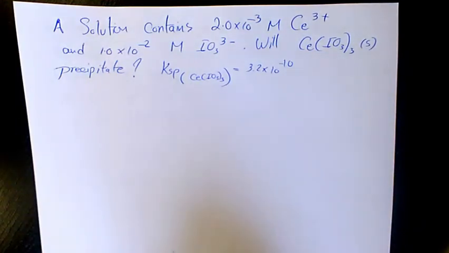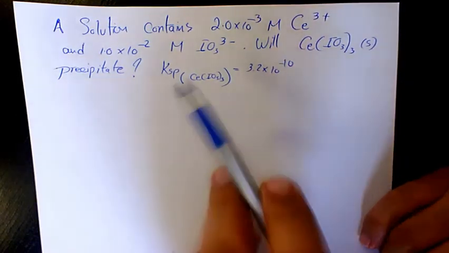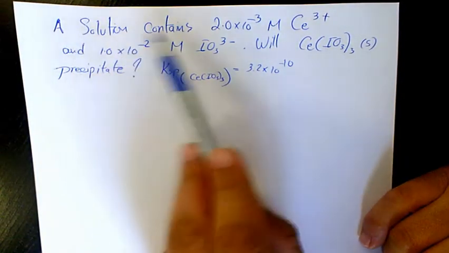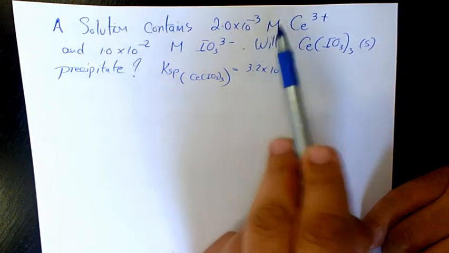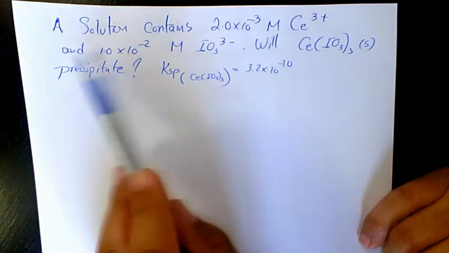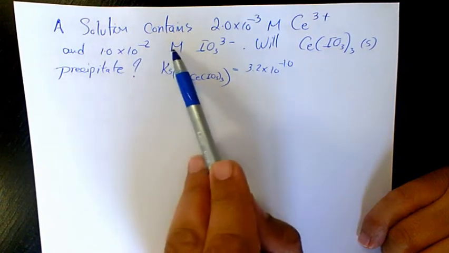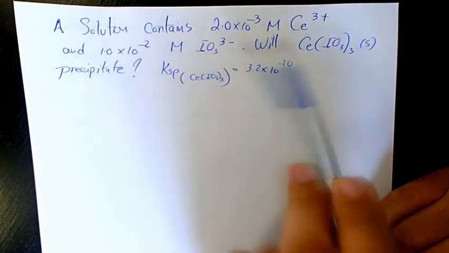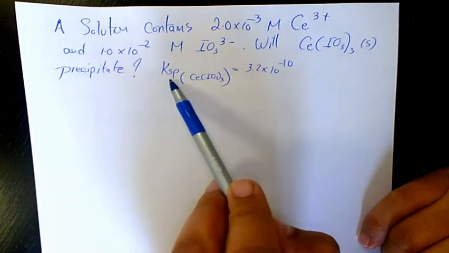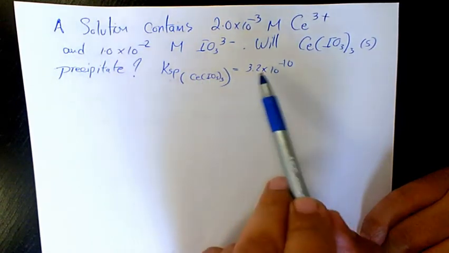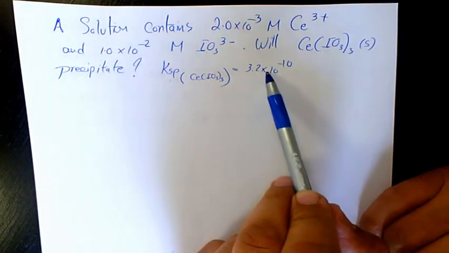Welcome to another video. In this video I want to show you some examples regarding solubility. First example: the solution contains 2 times 10 to the power of negative 3 molar of cerium and 1 times 10 to the power of negative 2 molar iodate. Will cerium iodate precipitate? The Ksp of cerium iodate is 3.2 times 10 to the power of negative 10.